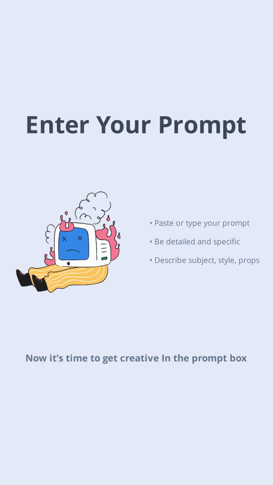Now it's time to get creative. In the prompt box, paste or type your sample prompt. For example, you might describe a photorealistic cinematic image of a young Bangladeshi man sitting casually on the shoulder of a giant mecha styled after Gundam. The more detailed you are, the better. Include specifics about the subject, setting, environmental details, style, lighting, and any props you want. This helps Gemini understand exactly what you're envisioning. Don't hesitate to be as descriptive as possible. This is your chance to shape the image to your liking.